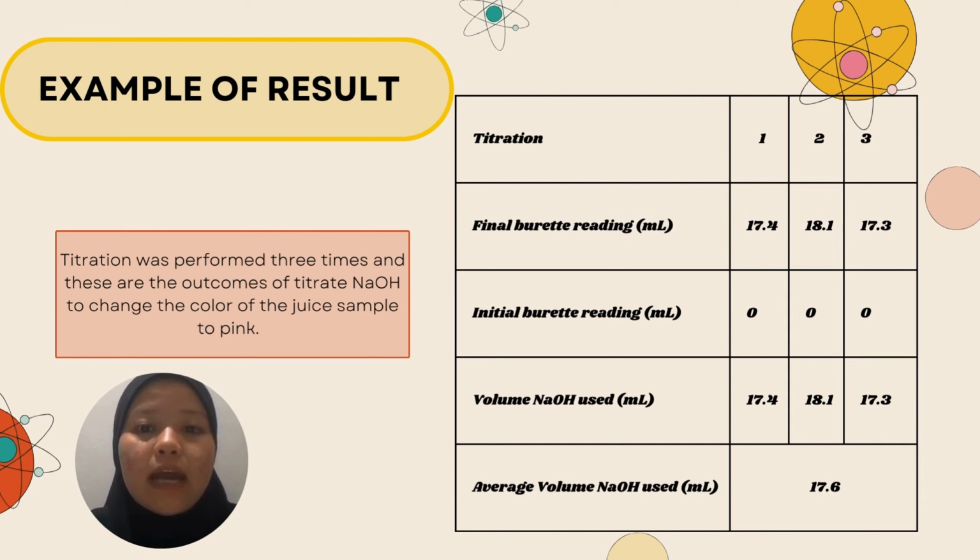And in this slide, I provide the outcomes of titrating sodium hydroxide to change the color of the juice sample to pink. The titration was carried out 3 times with an initial reading of 0 each time. The volume of sodium hydroxide used in this titration is determined by subtracting the initial reading from the final readings of 17.4, 18.1 and 17.3, and the average volume of sodium hydroxide used in this experiment is 17.6.